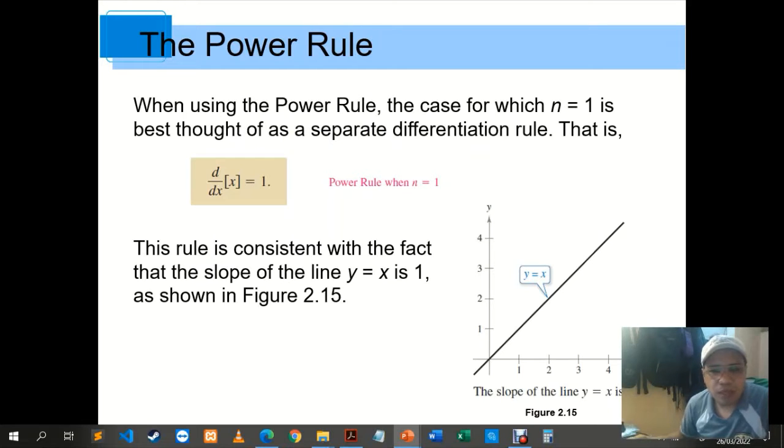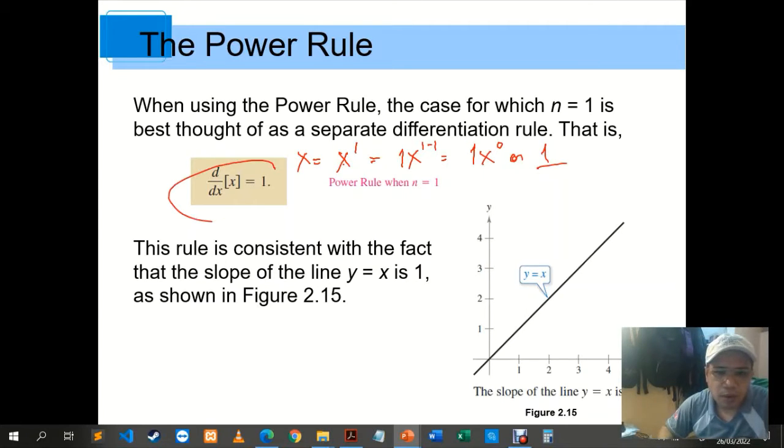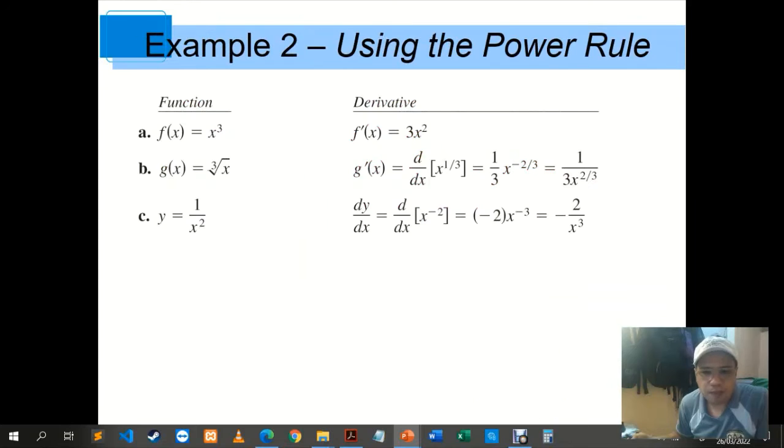So another one, the derivative of x is equal to 1. Actually, we still can consider the power rule in this setup. So x is actually x raised to 1. So kunin natin derivative: 1 times x raised to 1 minus 1. So that will be 1 times x raised to 0, or 1. So ayun nga, 1 nga siya. So the rule is consistent with the fact that the slope of the line y equals x is 1, as shown in this figure. So pag ginawa natin yung slope nito, we will find out na 1 din ang slope niya.